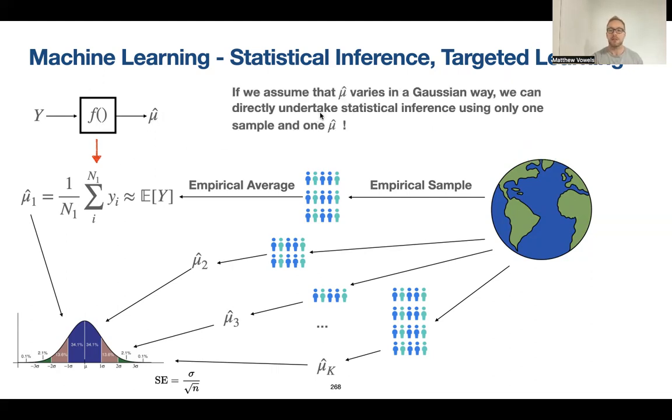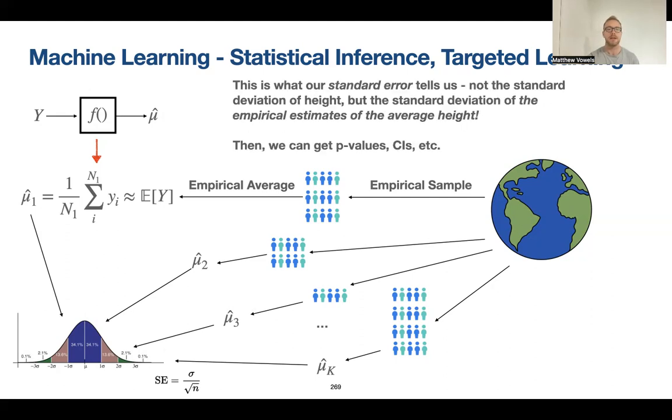And what we're saying is that if we assume mu varies in this Gaussian way, according to this central limit theorem, we can directly undertake statistical inference using only one sample and one estimate for mu, using this equation for standard error. And in doing so, this is what a standard error tells us. As I said before, it's not the standard deviation of the height, but it's the standard deviation of the empirical estimates of the average height. And so then we can get p-values and so on around the estimate that we have.